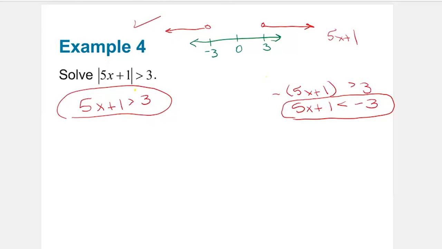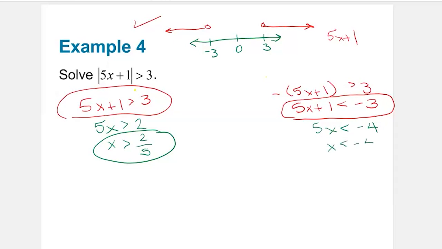So again, let's begin by starting to solve this. So I'm going to subtract 1 from both sides. So I get 5x is greater than 2. Divide both sides by 5, and I get x is greater than 2/5. So that's one side. And then here, again, I'm going to subtract 1 from both sides. And that gives me 5x is less than -4. Divide both sides by 5, and I get x is less than -4/5.